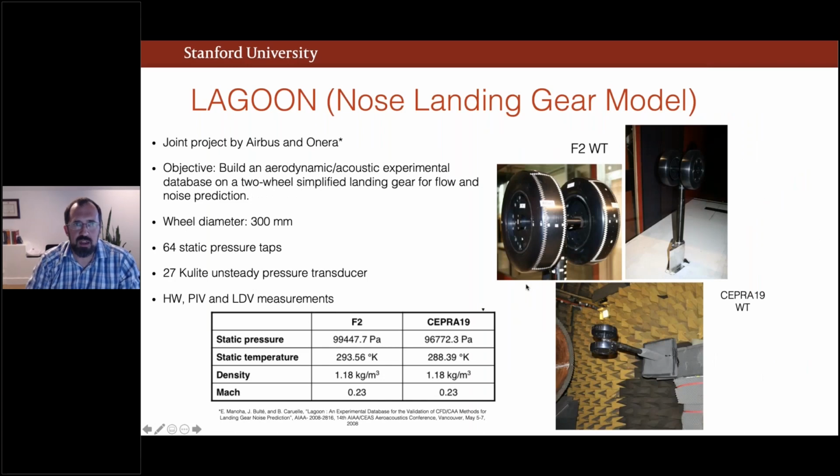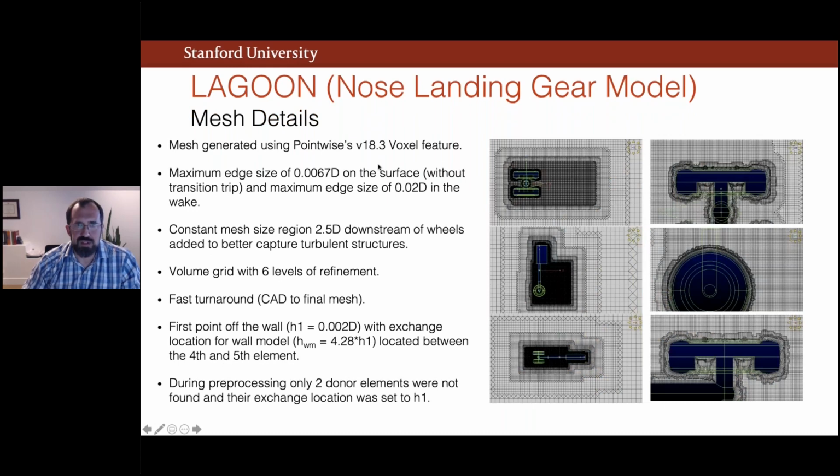Moving on, the next case I'm going to talk about briefly is a rather complex case of flow around a nose landing gear model. This is known as the LAGOON model. In this case, the acoustics of the flow were of interest, with both static and unsteady pressure measurements taken, as well as the collection of PIV and LDV data. You can see here some of the details of the mesh. It was generated using Pointwise. You can see the overall mesh structure and refinement in the figures.